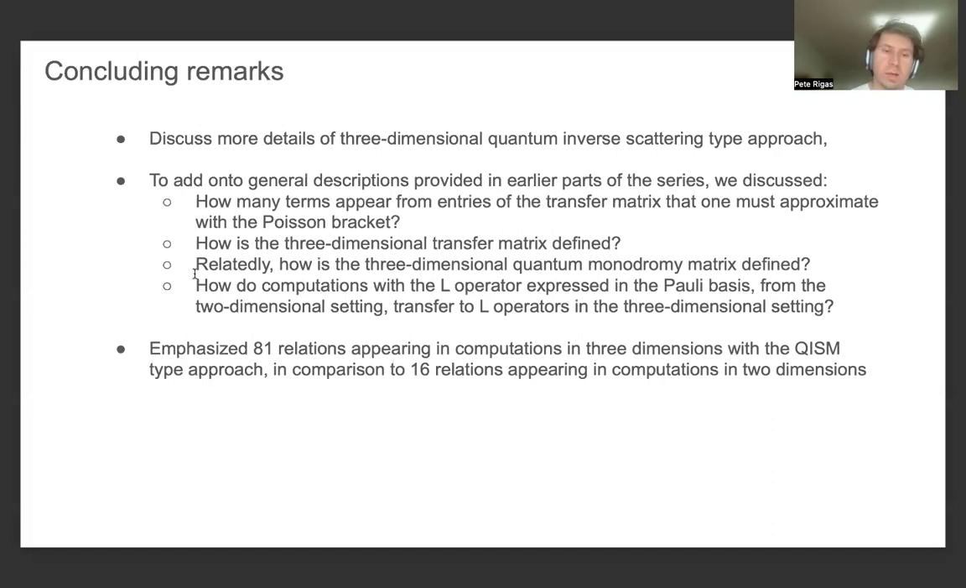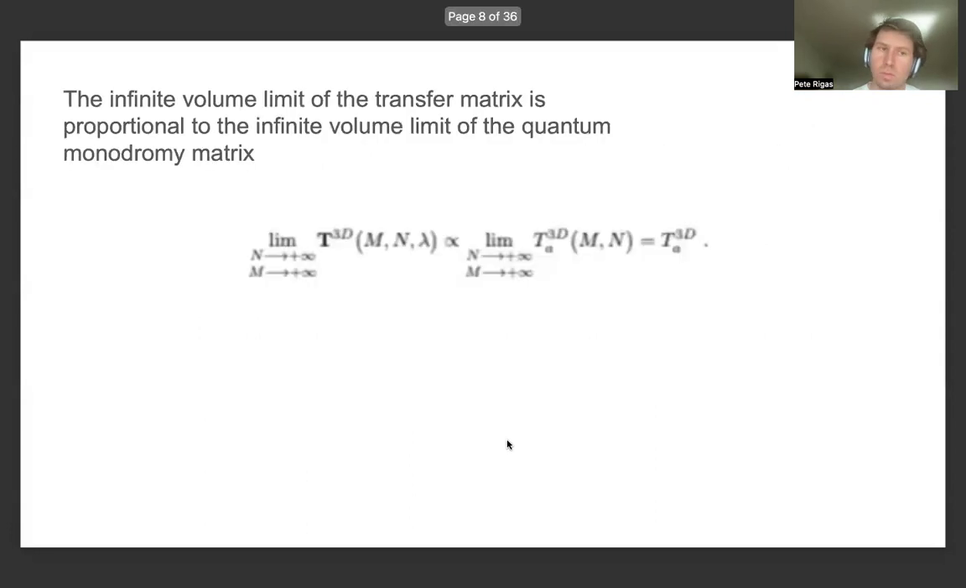And along the lines of these 4 bullet points in the second part here, we were emphasizing 81 relations appearing in computations in 3 dimensions with the QISM type approach in comparison to the 16 relations appearing in computations in 2 dimensions. So there's a really big complexity gap between the total number of terms included in the Poisson bracket in the 2-dimensional Poisson structure versus the total number of Poisson brackets included in the set of relations for the 3-dimensional Poisson structure.